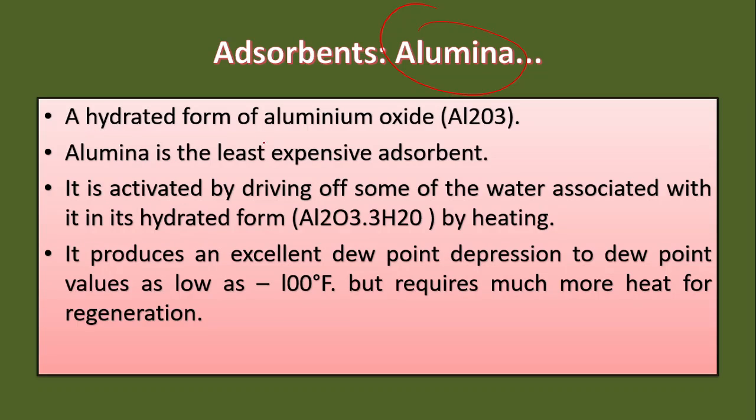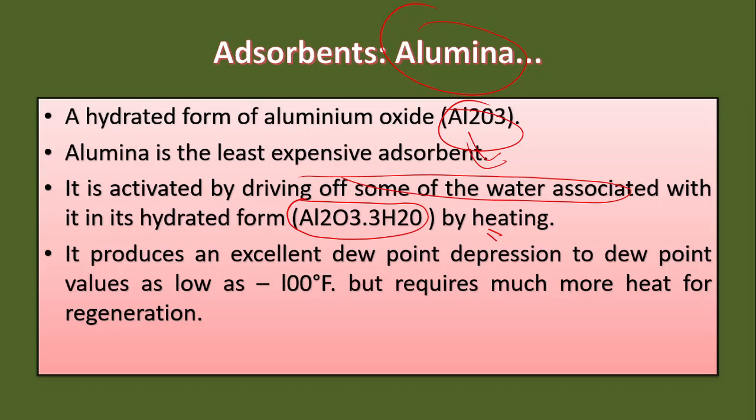Alumina is the hydrated form of aluminum oxide. Alumina is the least expensive adsorbent, very cheap and very good. It is activated by drying off some of the water associated with it in the hydrated form. Normally it is in a stable equilibrium form with a hydration of 3 molecules of water. But if you provide heat to this hydrated alumina, it will be dehydrated, and once dehydrated, alumina is always ready to adsorb water. That is the basic thing.